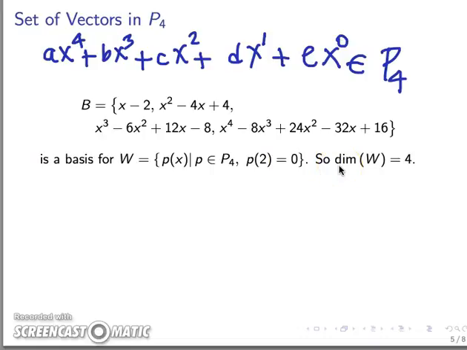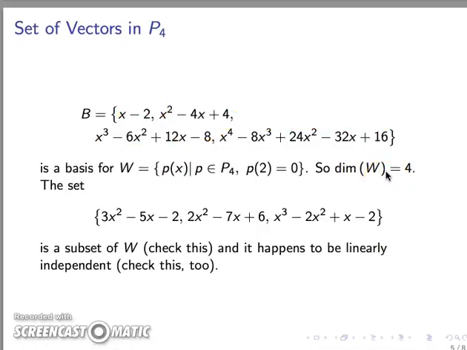And because this set presented here has 4 elements, these things are listed here separated by commas. The first element is x minus 2. The second element is this polynomial of degree 2. Then there is an element that has degree 3. And then the last one is this polynomial of degree 4. There are 4 elements in B. B is linearly independent and spanning. And so we conclude that the dimension of the subspace equals 4.